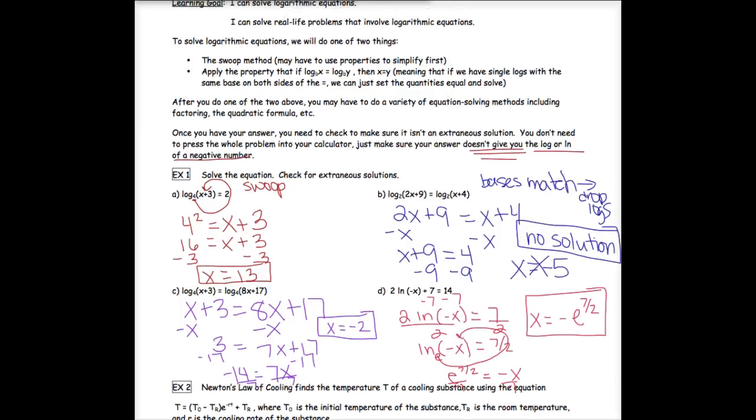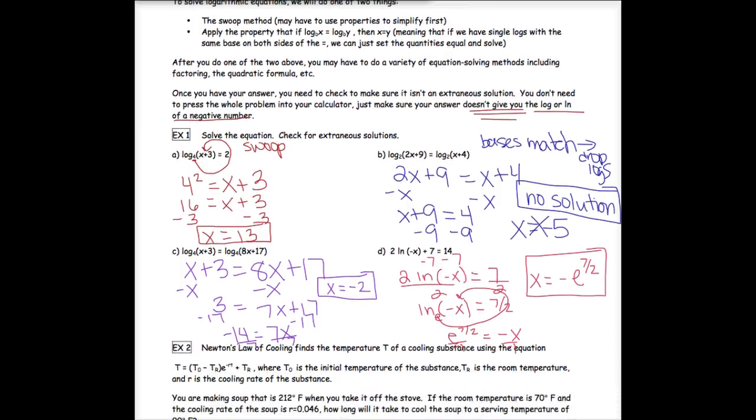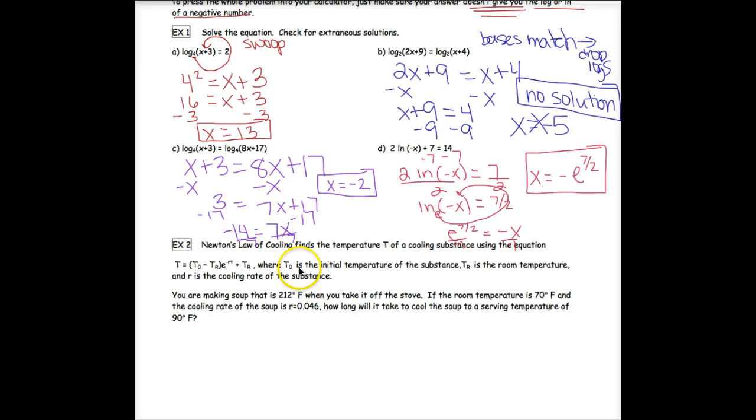All right, so hopefully you find those pretty simple with solving the logarithmic equations. Now we're going to look at an example that uses an e, which uses logarithms and exponentials here. Newton's law of cooling. It finds the temperature of a cooling substance using the equation. So if you know the initial temperature of the substance, as well as the room temperature, then R is the cooling rate of the substance. So we're going to be using this formula. Notice all the different variables.